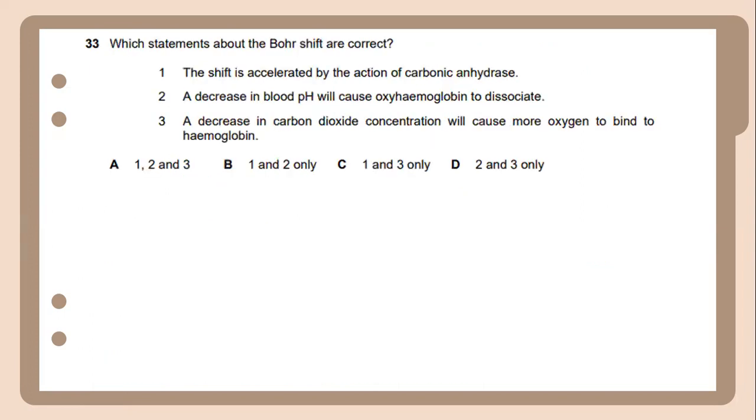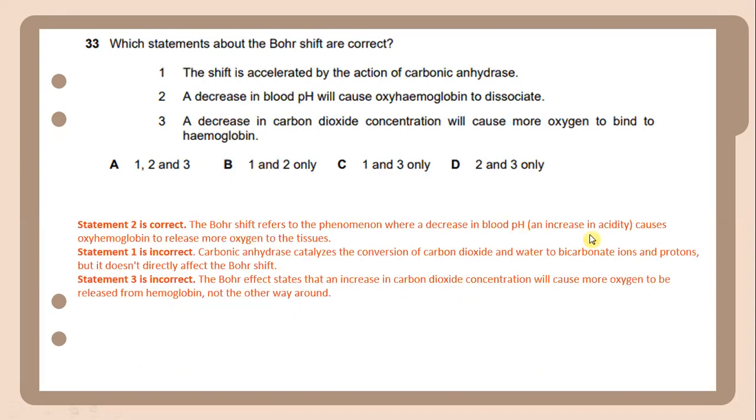Which statements about the Bohr shift are correct? 1. The shift is accelerated by the action of carbonic anhydrase. 2. A decrease in blood pH will cause oxyhemoglobin to dissociate. And 3. A decrease in carbon dioxide concentration will cause more oxygen to bind to hemoglobin.